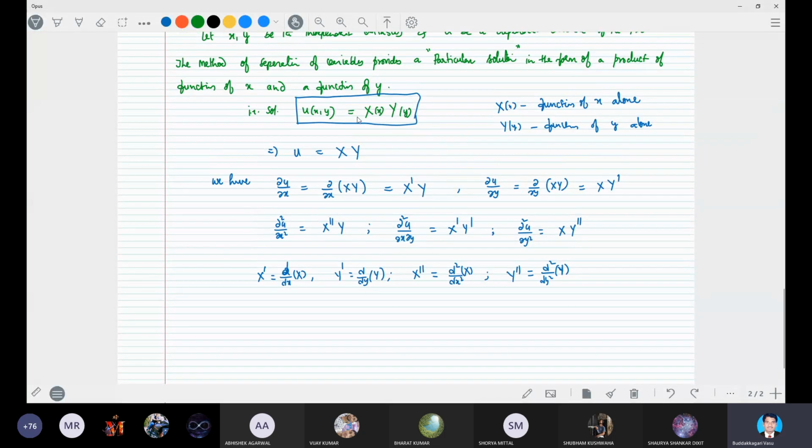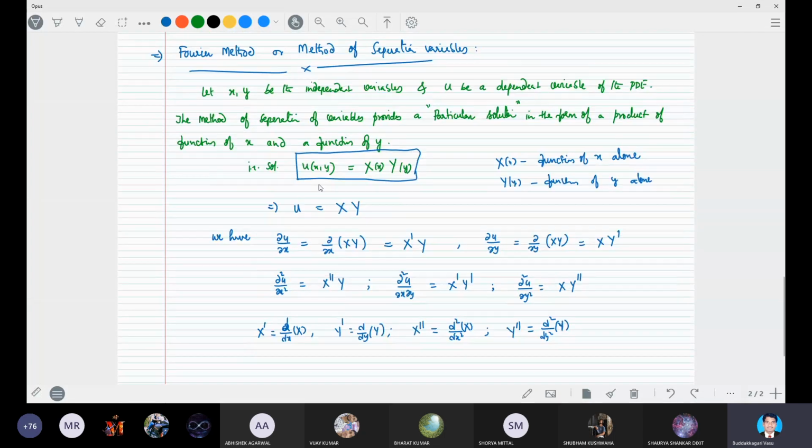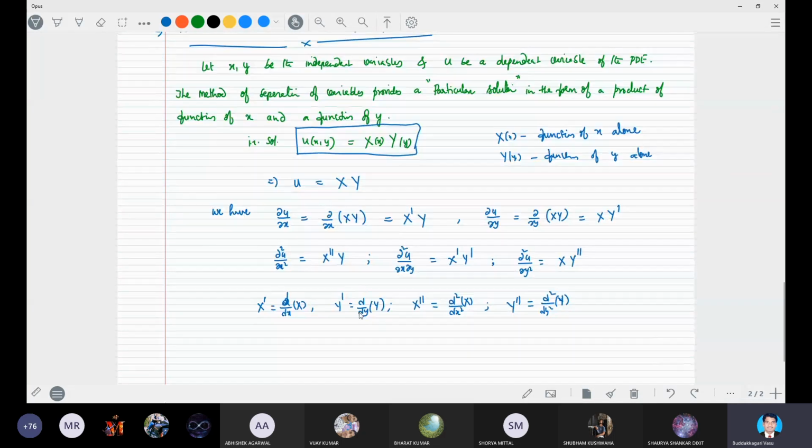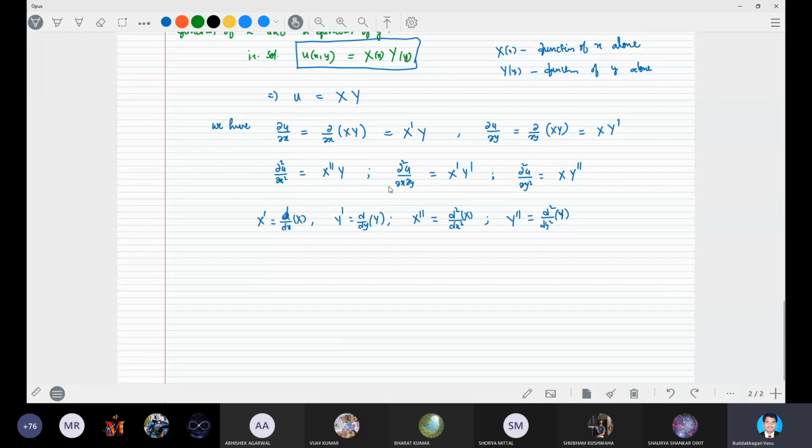In this method we treat the solution as a product of a function of x alone and a function of y alone. So we can substitute into the given differential equation, with all the derivatives replaced by these ordinary derivatives, so they can be easily separated. The solution can then be obtained separately for capital X and capital Y.